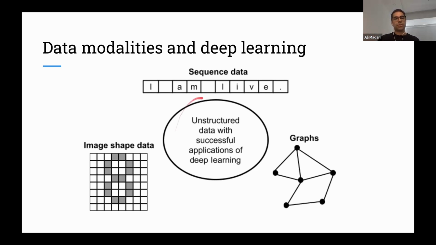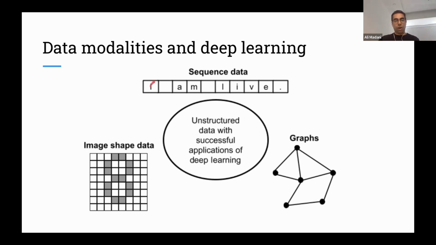Are you dealing with sequence data like text, like DNA? So you have a sequence of information, and the question is, what are the possible algorithms to benefit from in this toolbox and build the model that would be successful, right? Or you're dealing with image shape data. So remember, it is not about text or images. It is about sequence data and image shape data and graphs, right? These are different data modalities.